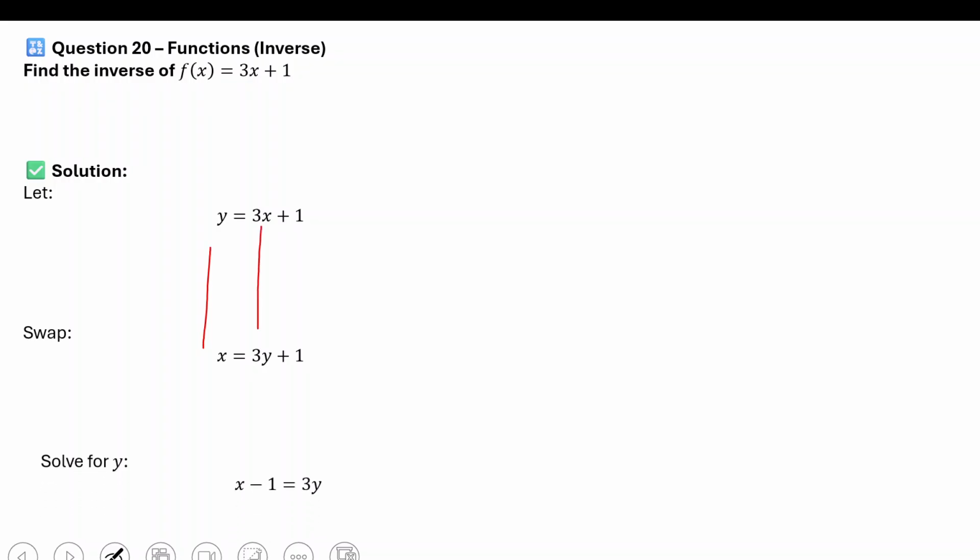So we'll solve for y, making y the subject of formula. Minus 1 will come to x and 3y will remain. Then y will now become x minus 1 over 3. So this is the inverse. The inverse of that function is x minus 1 over 3.